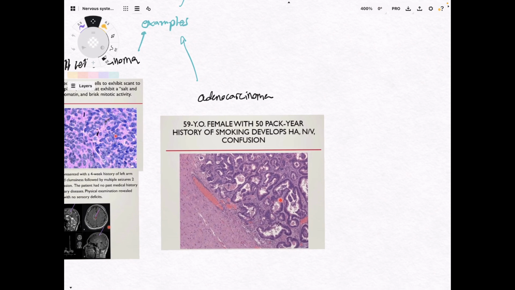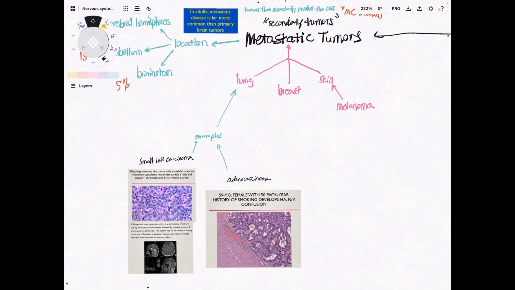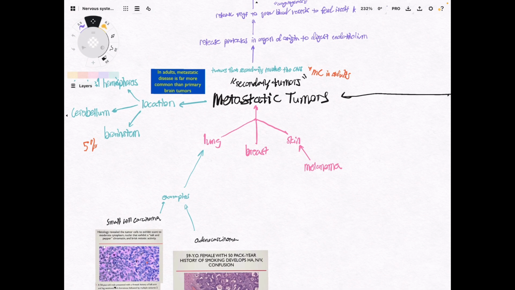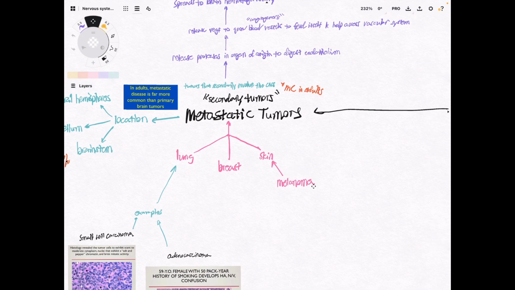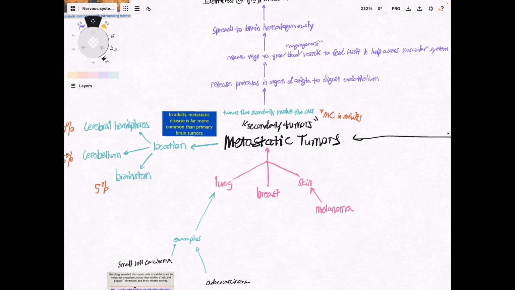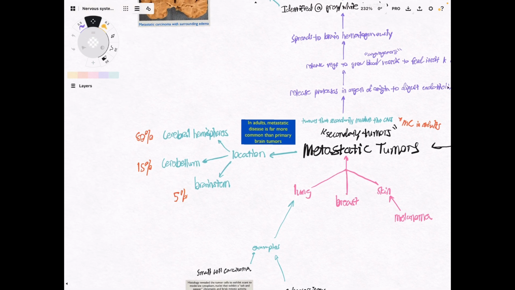And you can see adenocarcinoma here with glands forming within the tumor. That's a good way to distinguish this on histology image. But we're not going to go in depth on these types of tumors today. We're just going to talk about what they look like when they metastasize to the brain. And then breast cancer, you can see this in women, most common, and then skin cancer, which is typically melanoma, most common skin cancer to metastasize.